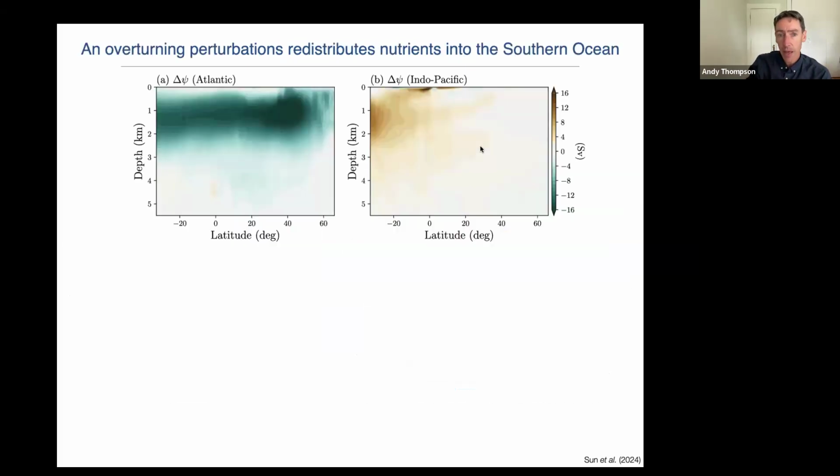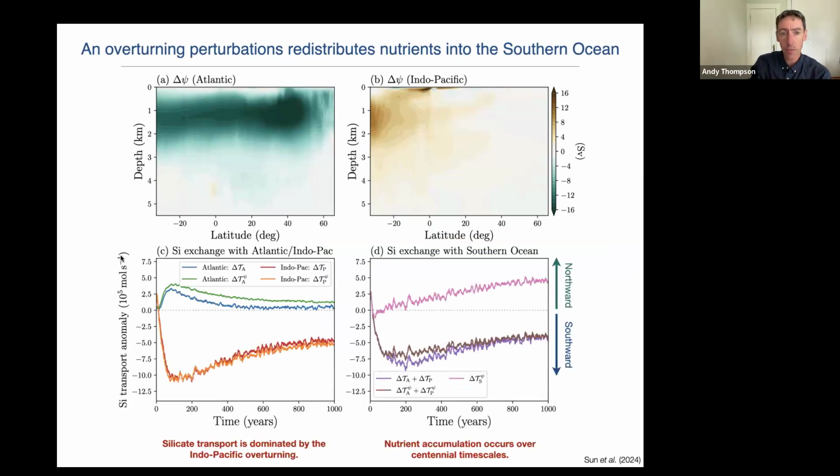And if we look at the response to that perturbation, so we're running some more idealized experiments, where I'm showing here in a warming climate, you have a weakening of the overturning circulation in the Atlantic basin. You have a strengthening of the overturning circulation in the Indo-Pacific. These are perturbations that are very similar to the ones I showed before. But now we're going to look at the impact of the transport of that silicate nutrient into the Southern Ocean.